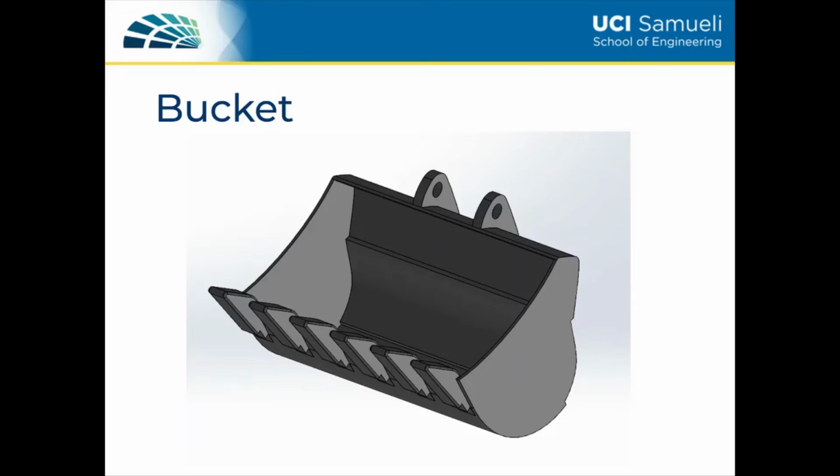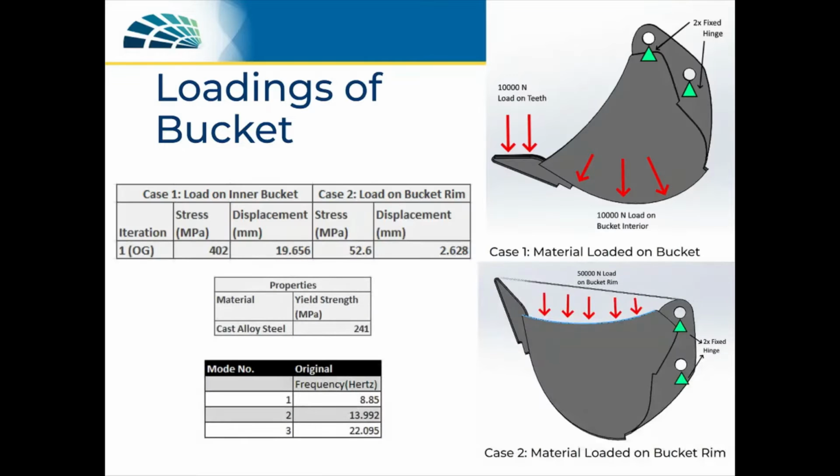This is the original model of the bucket. So here are the loadings of the buckets. Two different cases were done for the bucket as shown on the right hand side. For case 1, a 10,000 Newton load was applied on the bucket interior, as well as the teeth. For case 2, a 50,000 Newton load was applied on the bucket interior. Both cases have fixed hinges as the boundary conditions.